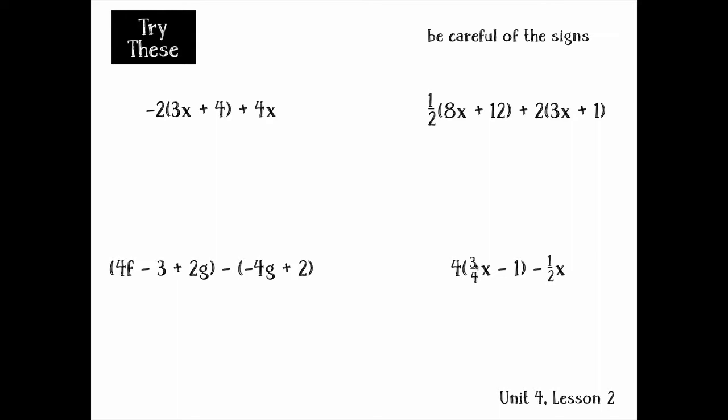All right, in the first one in the top left-hand corner, we're going to wind up getting negative 6x minus 8, because negative 2 times 4 is going to give me a negative, minus 8 plus 4x. When I add the like terms, I wind up getting negative 2x minus 8.